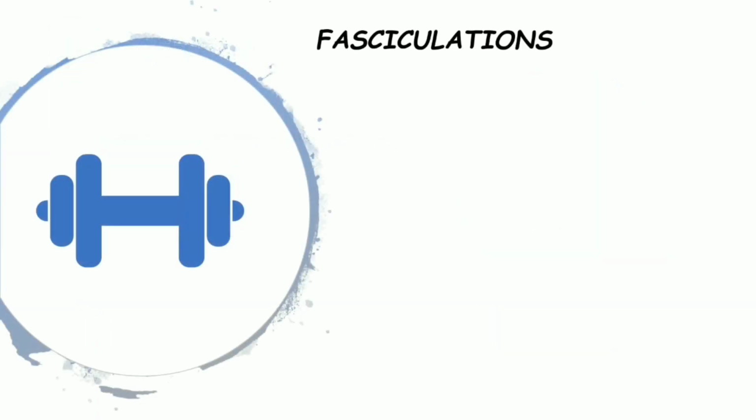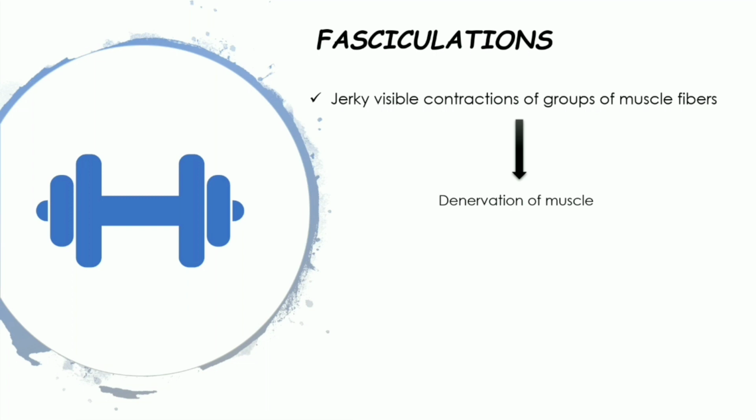Then there is another finding in a lower motor neuron lesion, that is fasciculations. Fasciculations are jerky visible contractions of groups of muscle fibers. Because the nerve is damaged here, this damaged nerve will send out some potentials which will cause contraction of very few groups of fibers in the muscle, and these are called twitches or fascicular twitches. This is due to denervation of the muscle, and this denervation potential can be seen in EMG.